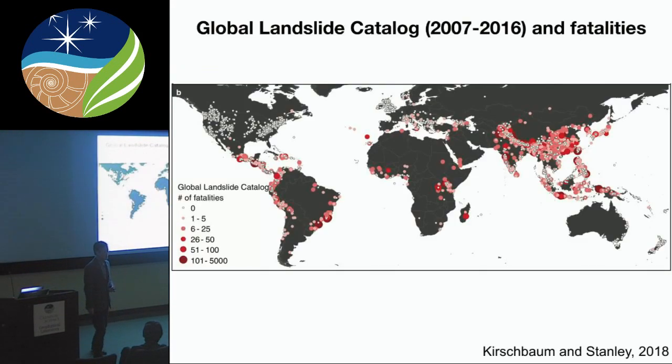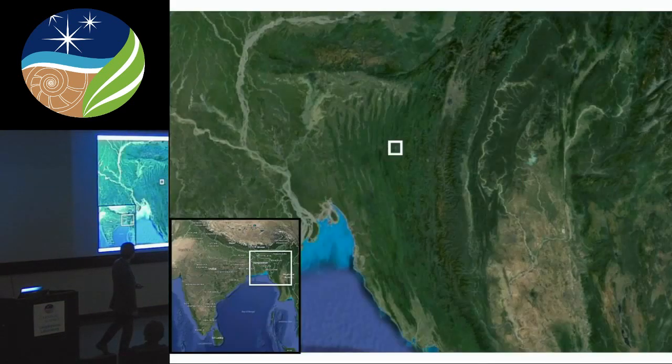I want to begin by showing you the global landslide catalog. Here, all the circles represent a recorded landslide that happened between, I think, 2007 and 2016. The color of the circle represents how many fatalities. You see there are a lot of records in the US, but really low fatalities. In Eastern Asia, there are a lot of landslides and also a lot of fatalities, especially because it's tectonically active and there's a lot of monsoon, so it induces a lot of rainfall-induced landslides.